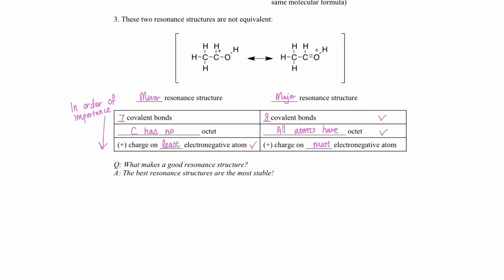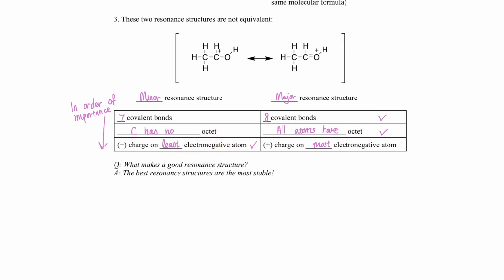So what makes a good resonance structure? The best resonance structure is the most stable resonance structure. That's all we're trying to figure out here. So you always want to start by just counting covalent bonds, pretty straightforward. Checking whether everything has octet, again, pretty straightforward. And then the last thing is just to see where your charges are, okay?